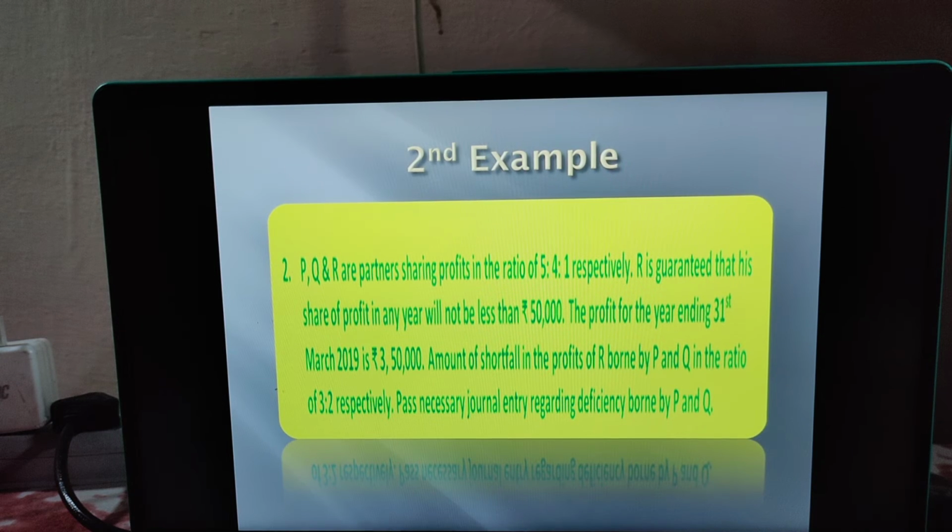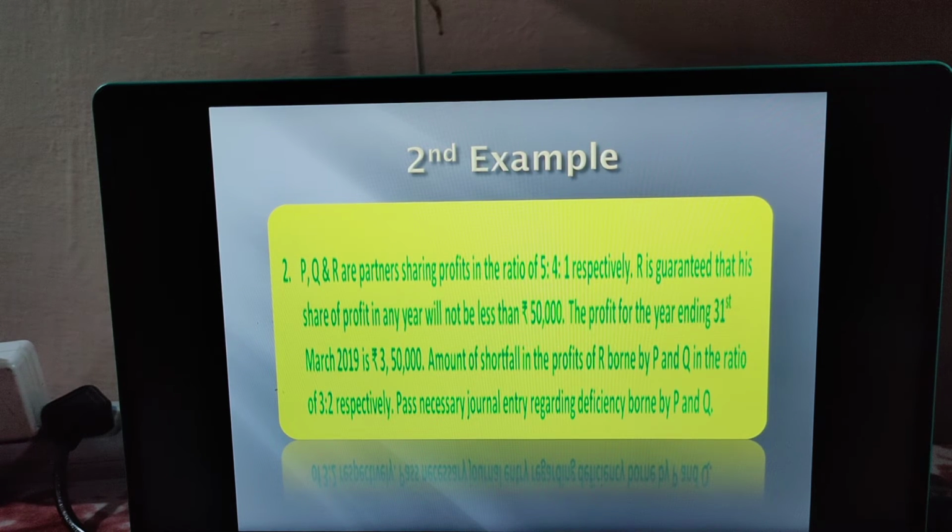Okay, let's see. We have the second example. As is clear, you can see that P, Q and R are partners sharing profits in the ratio of 5:4:1. R is guaranteed that his share of profit in any year will not be less than 50,000. Now the case is, the profit for the year ending 31st March 2019 is 3,50,000. The amount of shortfall in profit of R will be borne by P and Q in the ratio of 3:2.